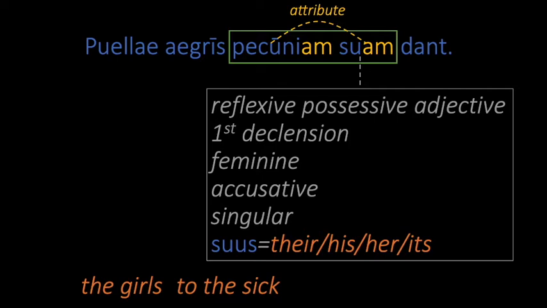That would be his, her, its, or their. It looks like we have a plural subject here, puellae, so we will use their. The phrase then is their money.